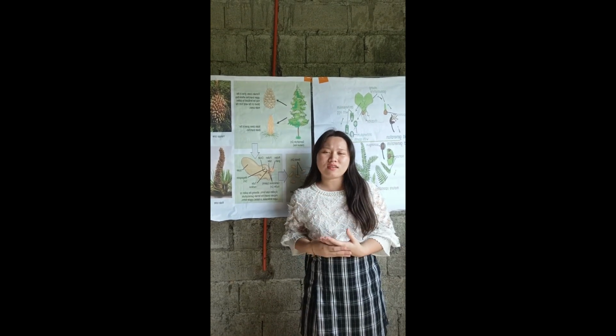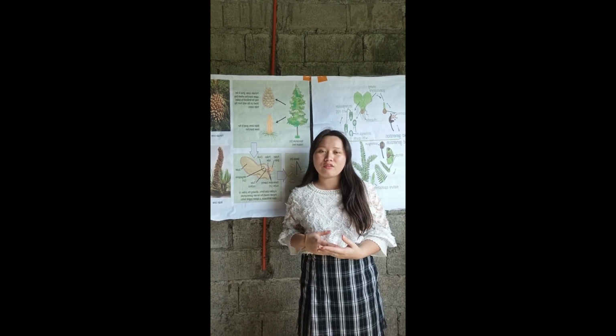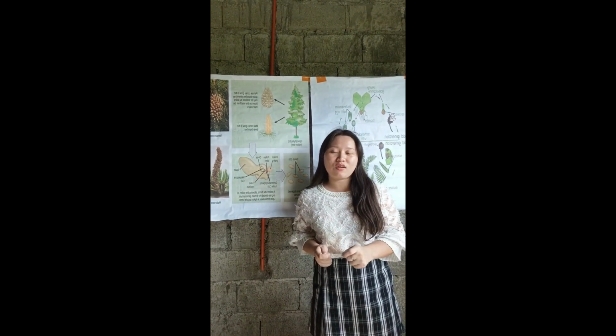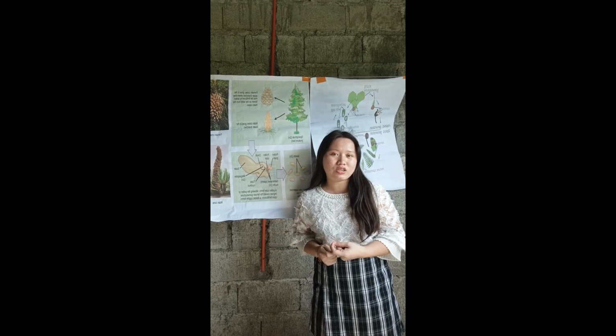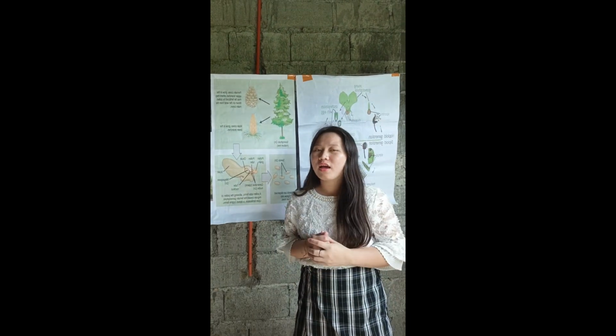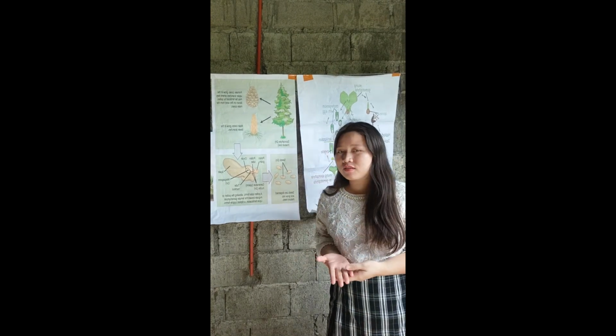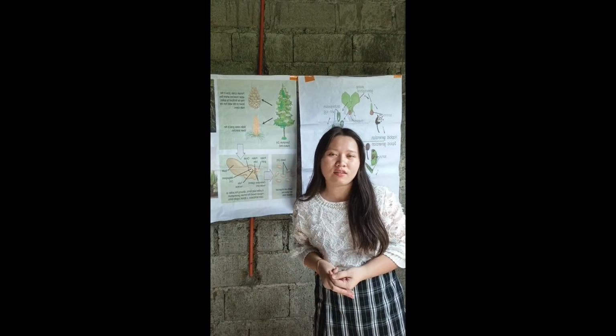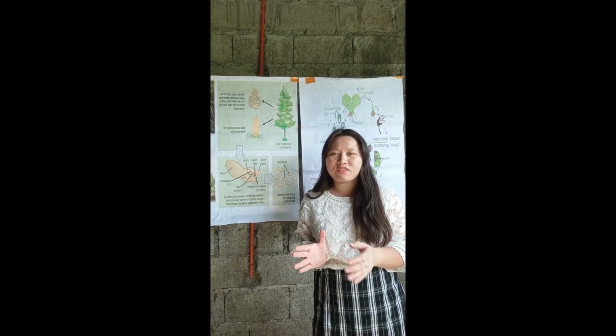Since they already discussed what the reproductive structure of animals is, now we will be discussing the reproductive structure of plants. Are you ready to listen? Okay, the plant reproductive system is any of the systems, sexual or asexual, by which plants reproduce.